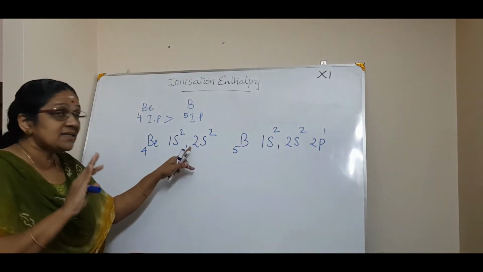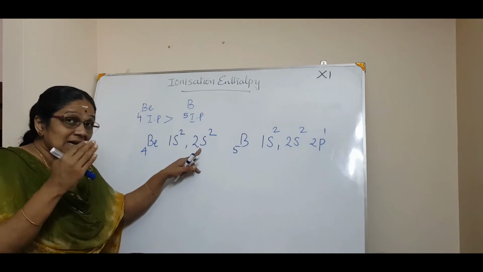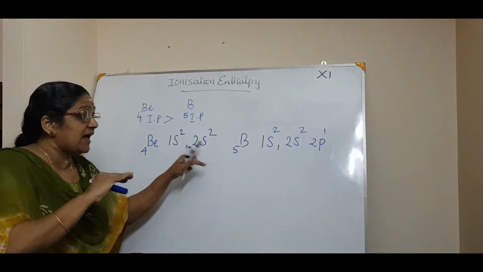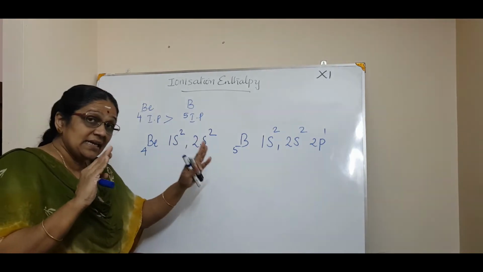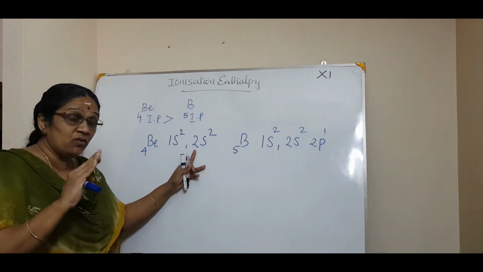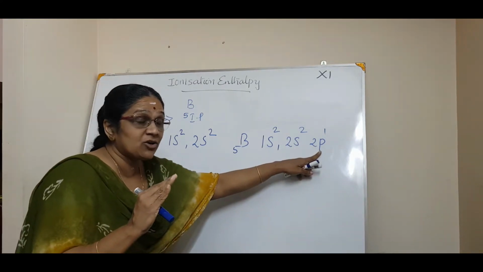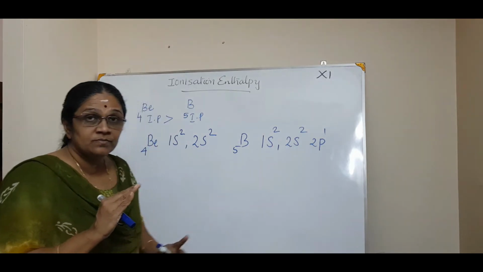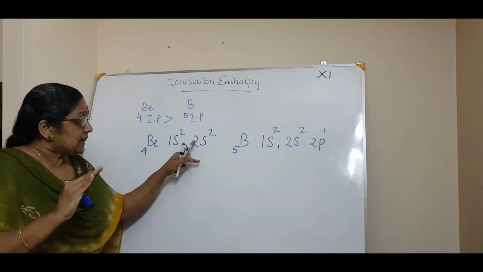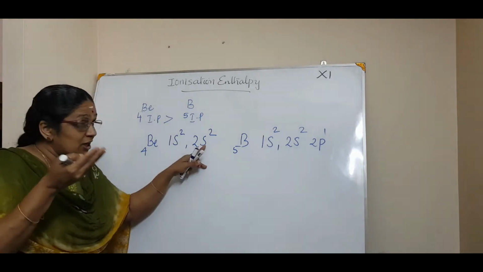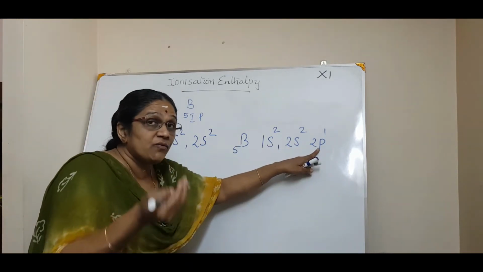Now, when you compare the same quantum number, that is the n equal to 2 level, the s electron will be more penetrating than the p electron, which means that getting out an electron from an s orbital will be more difficult than getting it out of a p orbital of the same quantum number, n equal to 2.